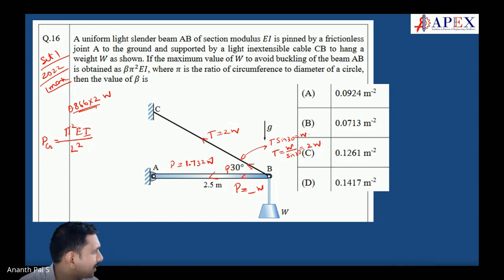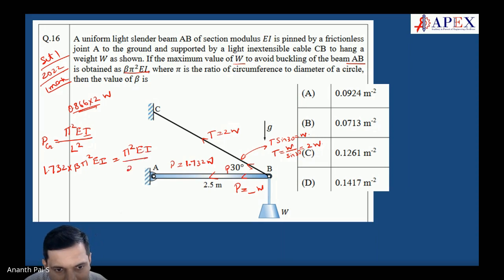The maximum value of W to avoid buckling of the beam AB is obtained as beta square into EI. P critical is 1.732 W, which is equal to pi square EI divided by L square, that is 2.5 square. Correct. Pi square EI cancels. Beta is equal to 1 by 2.5 square into 1.732.